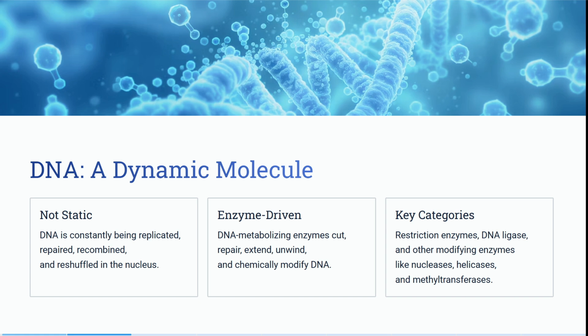These are enzymes that act directly on DNA to do things like cut it, repair it, extend it, unwind it, and even chemically modify it. Without these enzymes, our cells wouldn't be able to replicate DNA during cell division, repair it when it's damaged, or reshuffle it for genetic diversity. They're like tiny mechanics working constantly behind the scenes to keep the genome functioning. We can break these down into several main categories: restriction enzymes and DNA ligase, and other DNA modifying enzymes like nucleases, helicases, and methyltransferases.